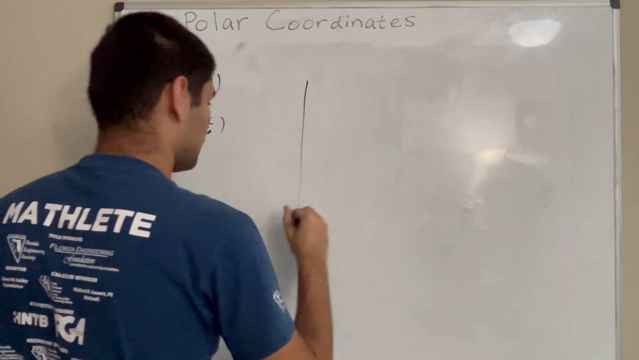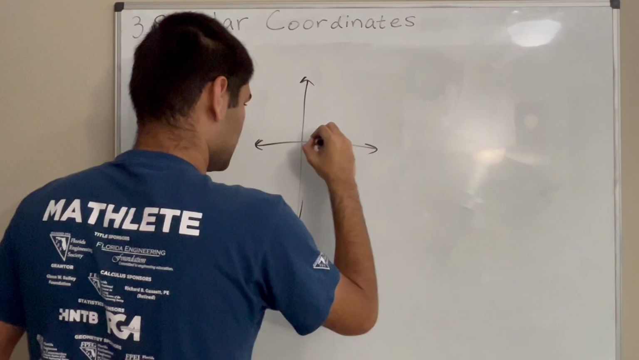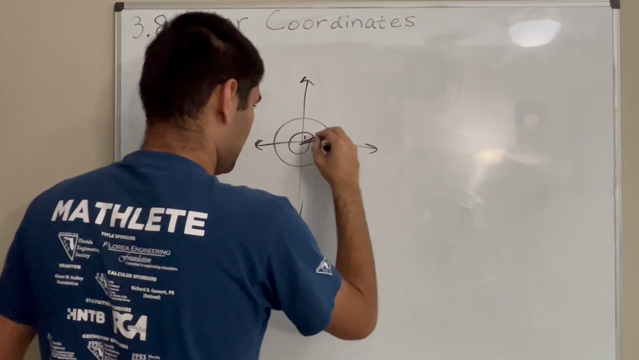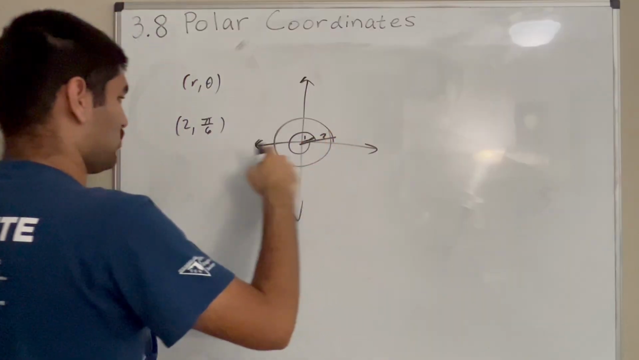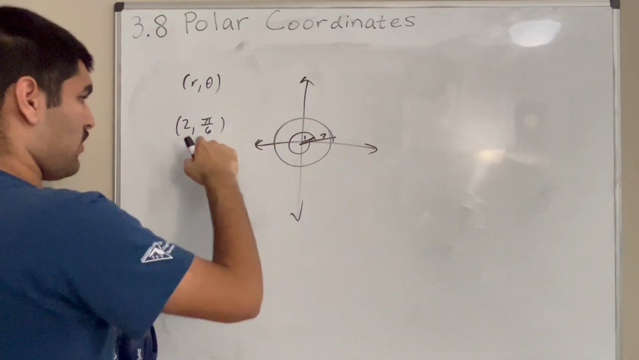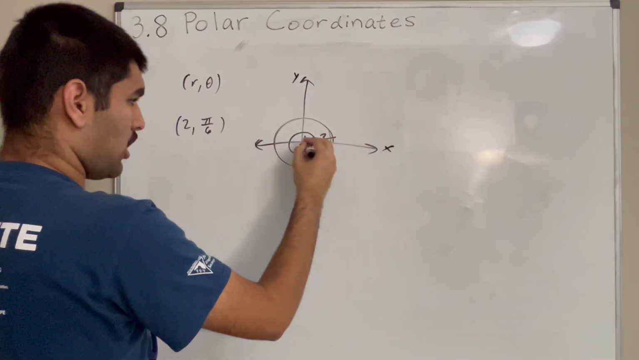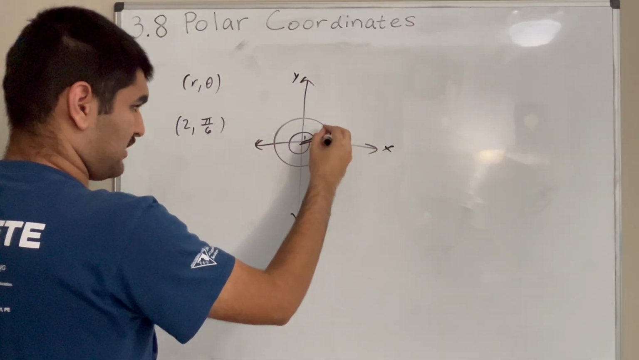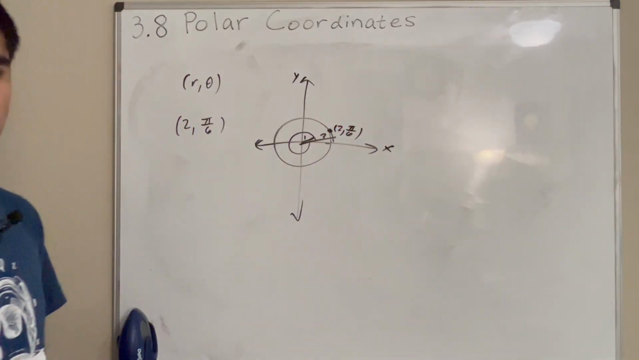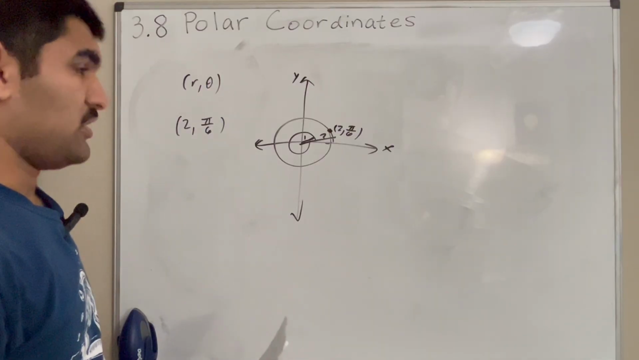Right, so this is radius 1, this is radius 2. So you just go on the radius 2 circle, and so you know that your point lives somewhere on this circle. And then you start at your positive x-axis, and then you go up pi over 6. So it probably lives somewhere right there. So that point right there is 2 comma pi over 6. But yeah, that's basically how you graph polar coordinates.